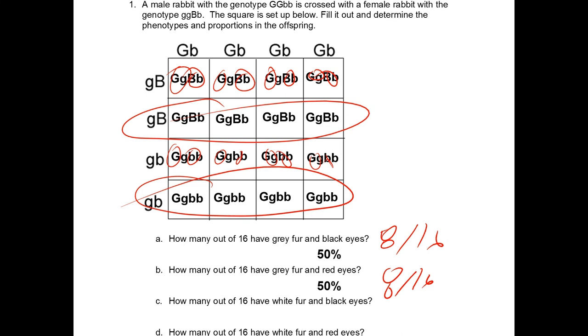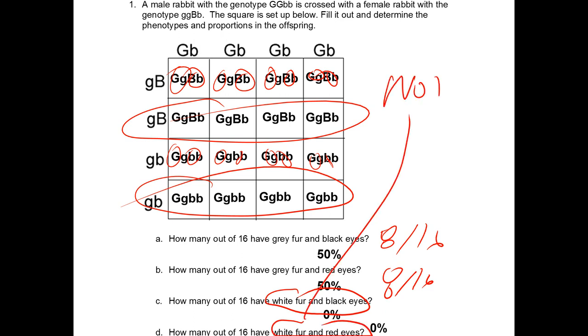What about white fur, black eyes? Zero. That's not a possible outcome of this cross. What about white fur and red eyes? That's also 0%. Or at least, I'm not going to say not possible. These two are not expected outcomes. That's a better way to phrase it. It doesn't mean it can't happen, it just means that they're not expected.